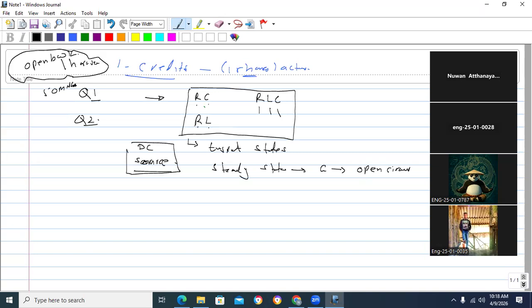Transient state and steady state can occur in these RC, RL, RLC networks. At the steady state, the capacitor will be open circuited and the inductor will be short circuited. That means at the steady state, it is only a resistive network. So you can apply Kirchhoff's law and Ohm's law and find the voltage and current. That is very easy.